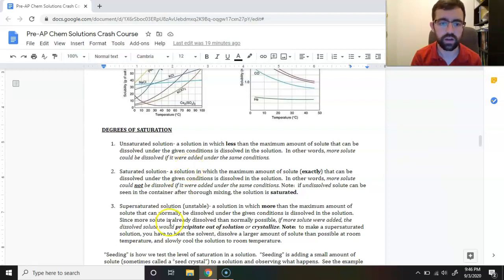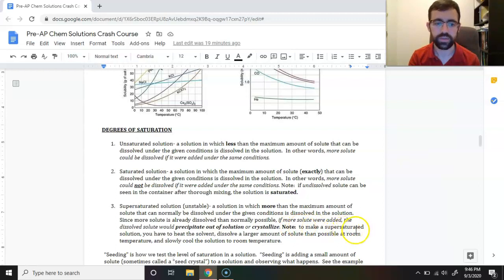Since more solute is already dissolved than normally possible, and this is an unstable state, remember, if more solute was added to a supersaturated solution, the dissolved solute, the stuff that's already in the solution, would precipitate out of the solution or crystallize, so it turns solid. I'll try to find a video and link it so that you guys can watch a video of this experiment. It's pretty interesting, okay?